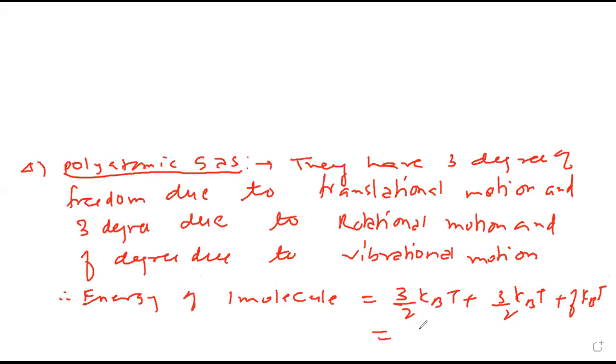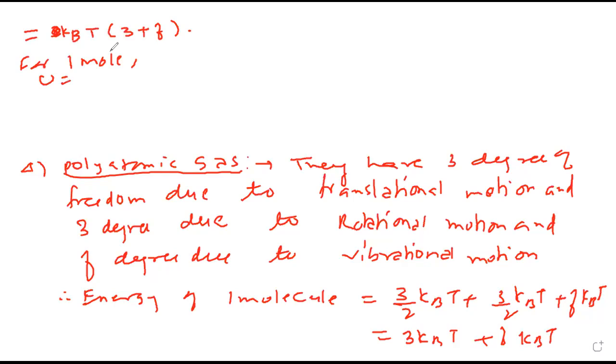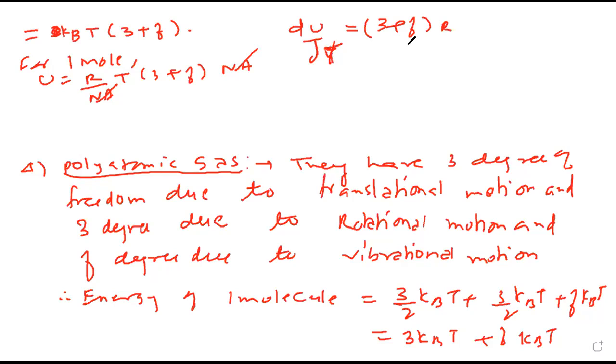That will become 3/2 is 6/2, so 3 kBT plus F times kBT. We can take common kBT, inside 3 plus F. So for 1 mole, U equals kBT means R by NA into T, (3 plus F) into NA. NA cancel. So dU upon dT will become (3 plus F) into R. So Cv equals (3 plus F) into R.